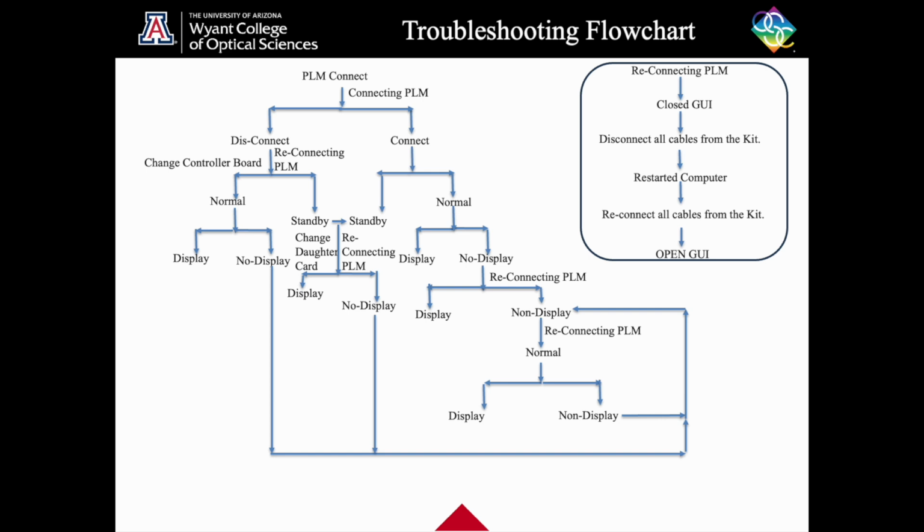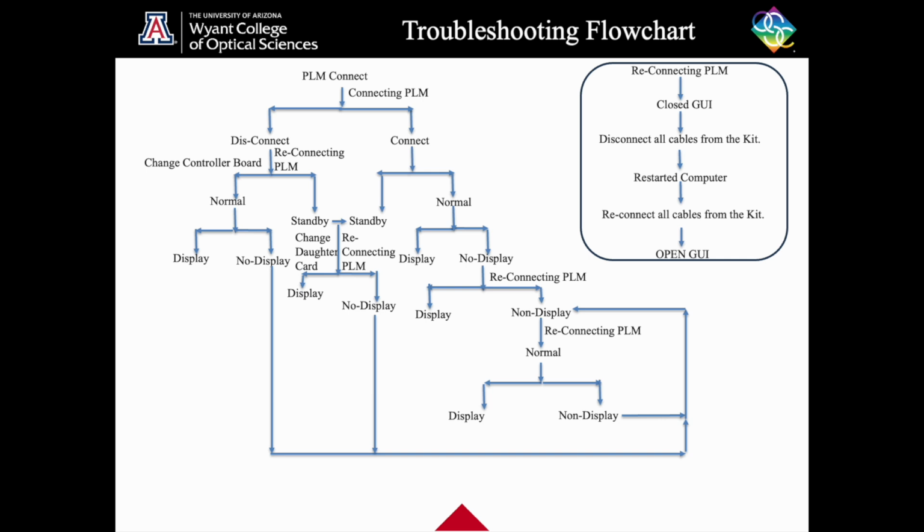We go back to connecting the PLM. We can see disconnect and connect. I finished disconnect, and I want to talk about connect right now. For connect, we have two results: standby and normal. For standby, as I said before, we need to change the daughter card and reconnect the PLM. And for normal, we still can see two results, display or non-display. For display, it's good. For non-display, we need to reconnect the PLM.